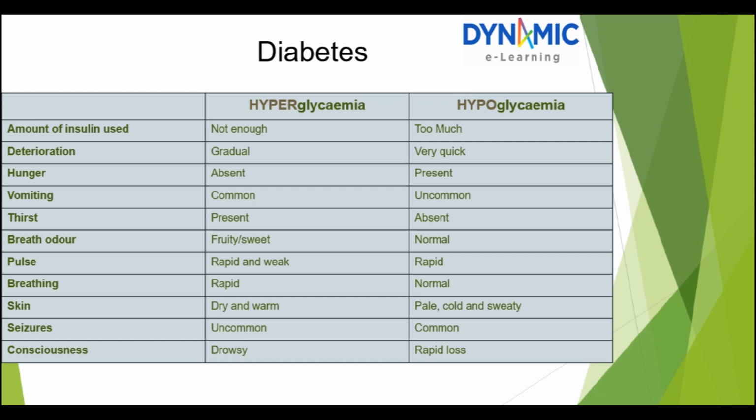Vomiting is uncommon. Thirst is absent in hypoglycemia. Breath odour is quite normal. The skin will be pale, cold and sweaty. Seizures are quite common and consciousness will be lost rapidly.